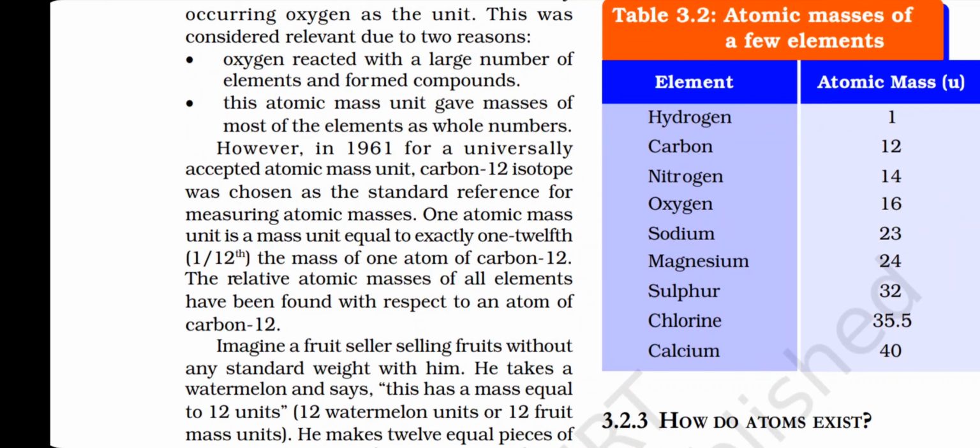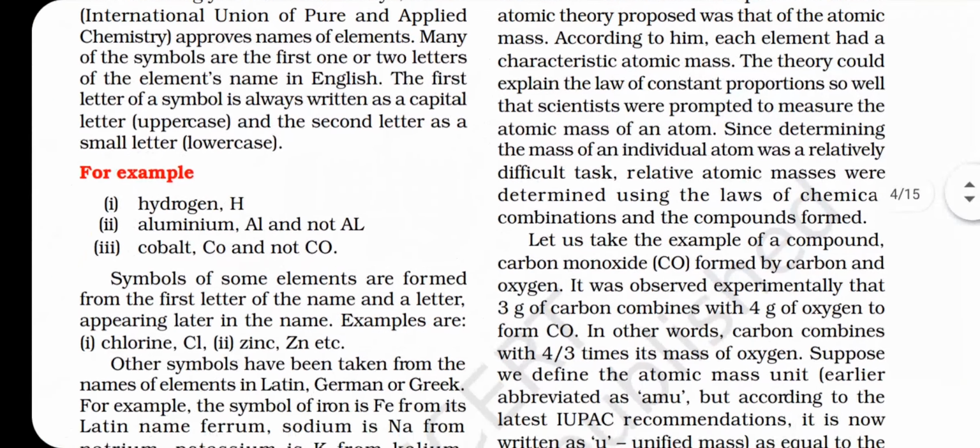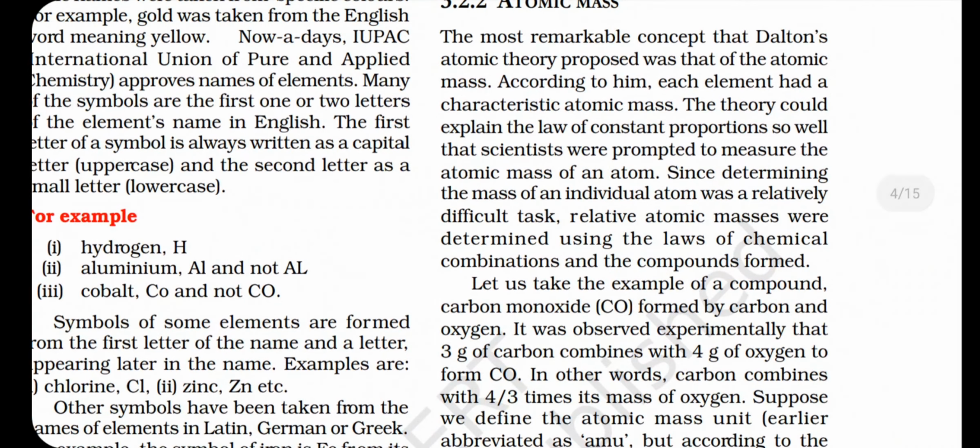So, in the Dalton atomic theory, the most remarkable concept was measuring the mass of atoms, that is, atomic mass. It is based on the phenomenon of the law of constant proportion, and it is not easy to measure the mass of each and every atom. So they used relative atomic mass, determined by using the law of chemical combination.